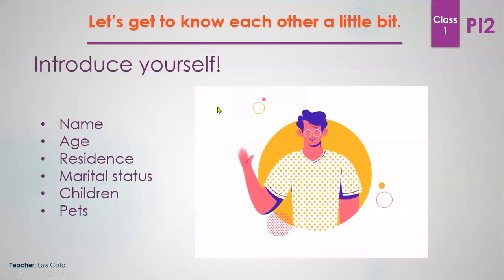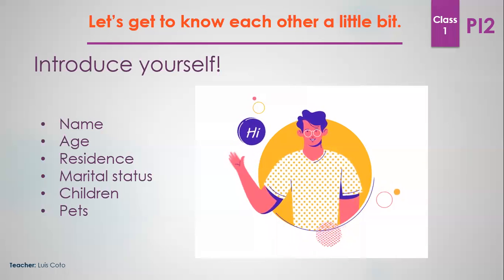Okay. Well, my name is Luis and my last name is Coto. I am 34 years old. I live in San Salvador. I am single and I don't have any children. And I have a pet in my house. I have a cat. And that is my introduction, okay, to you.